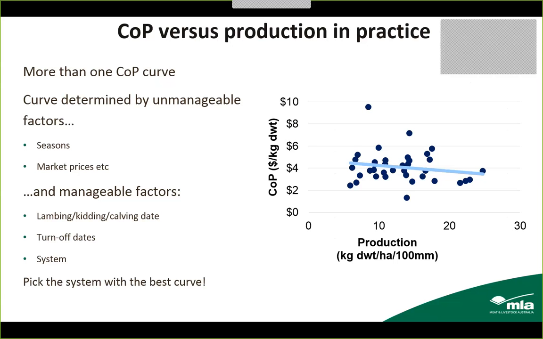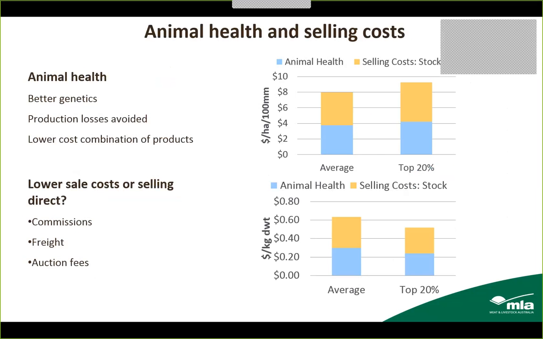So for you, I guess the key message, and I'll keep going on about this, is that systems are particularly important. When I'm talking systems, I'm talking time of lambing, kidding, calving, I'm talking time of turn-off, and I'm talking matching feed supply with feed demand. And they're important. I'll talk to why they're important in terms of being drivers of long-term performance as we proceed.